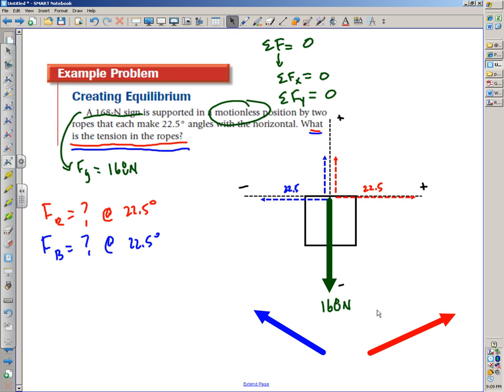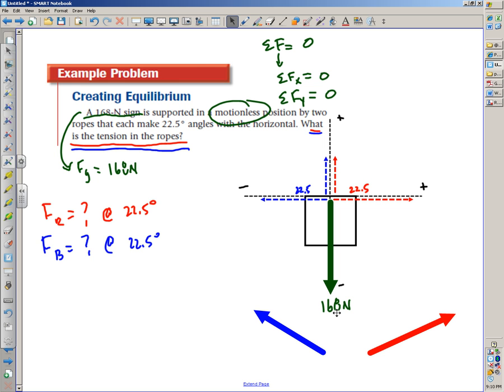Magnitude. Maybe different directions, like on the x-axis. Maybe not different directions, like on the y-axis. But because the angle that they gave us for each force, red and blue, is exactly the same, 22.5 degrees, that means that the magnitude of these upwards components has to be equal. If that's the case, we have 2 forces upwards balancing out 1 force downward. How much? Each one of those upwards components is going to take half of the load.